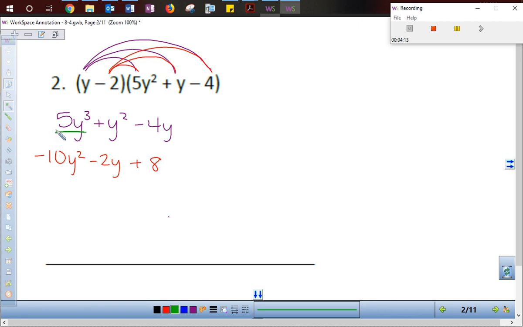First, I have a 5y to the third power. I don't see any other y to the thirds, so I can bring it down and cross it out. Next, I have a y squared. I also have a negative 10y squared down here, but no others, so I can combine these two. Be careful, because I'm adding a positive 1 to a negative 10, so that'll leave me with a negative 9y squared. Cross them out. Next, I have a negative 4y, and down here I have a negative 2y, but no others. So a negative 4 and a negative 2 gives me a negative 6y. And then finally, I'm left with a positive 8 that I can add on to the end.